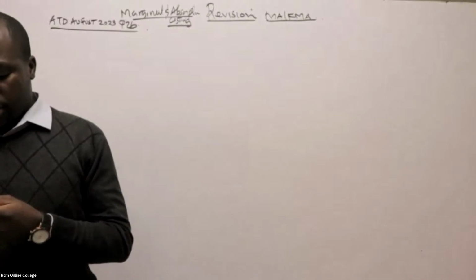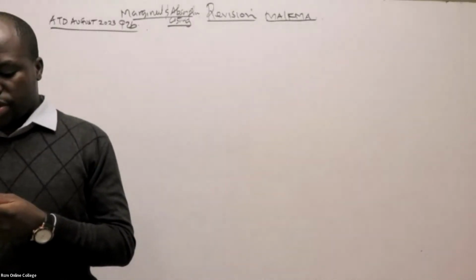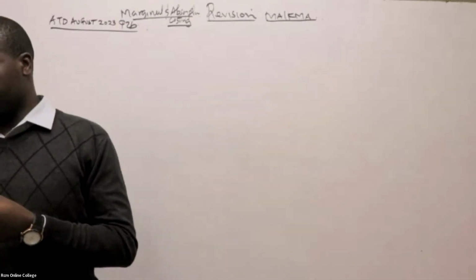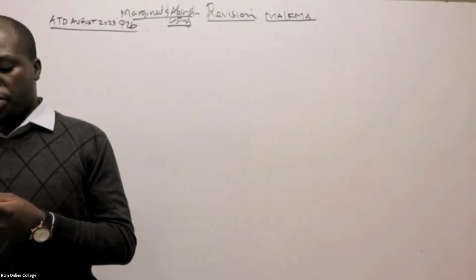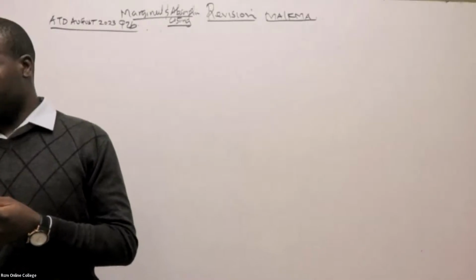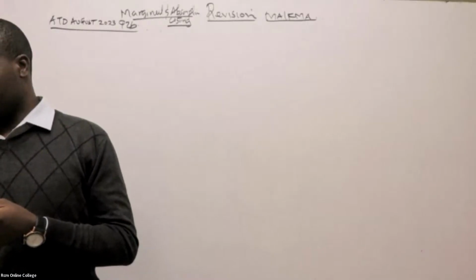Under required, prepare statement of profit or loss using the following costing techniques. Number one, using marginal costing technique. Number two, using absorption costing technique. So the only thing we need to identify is how to deal with the fixed production costs.